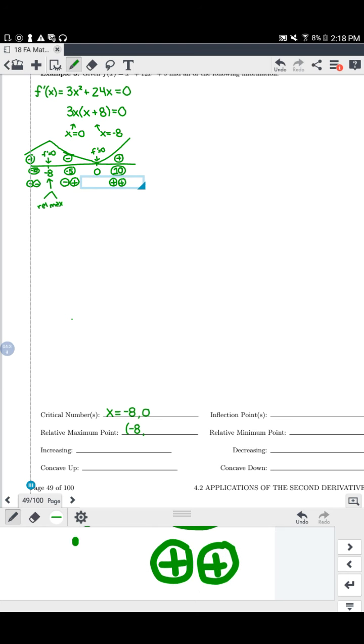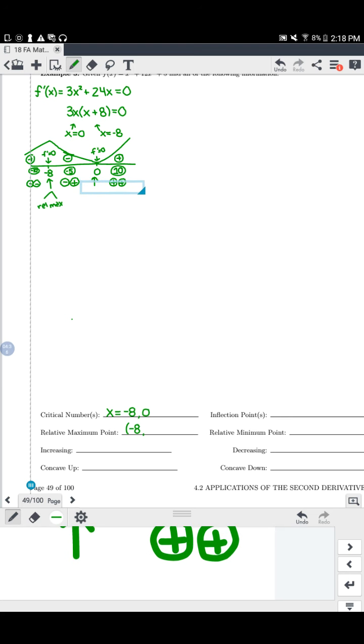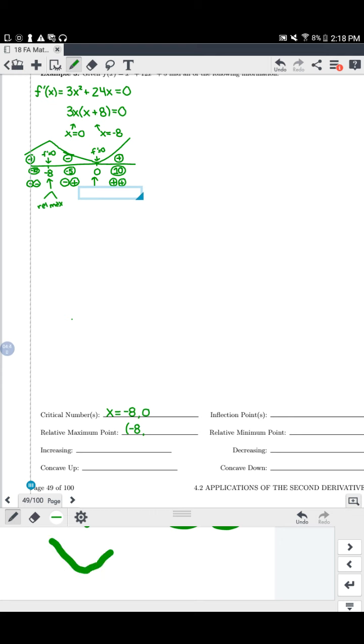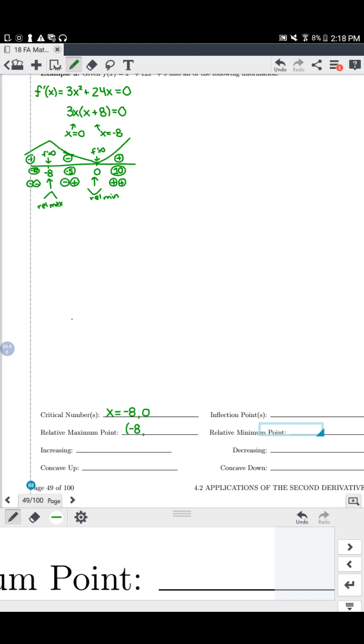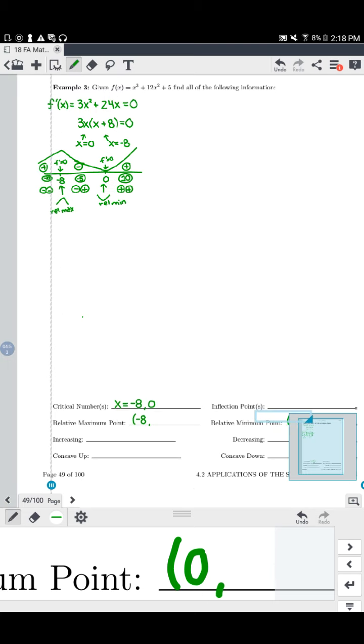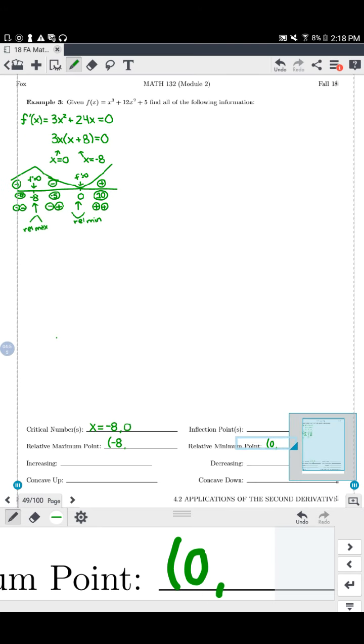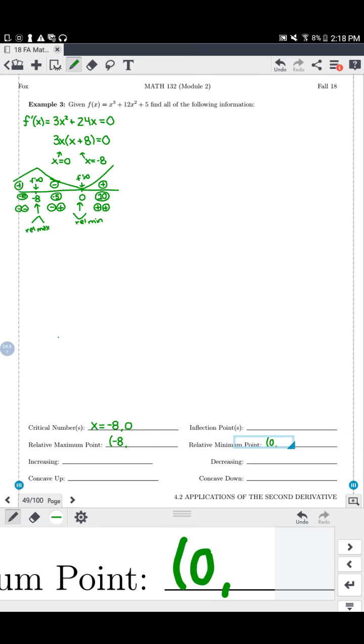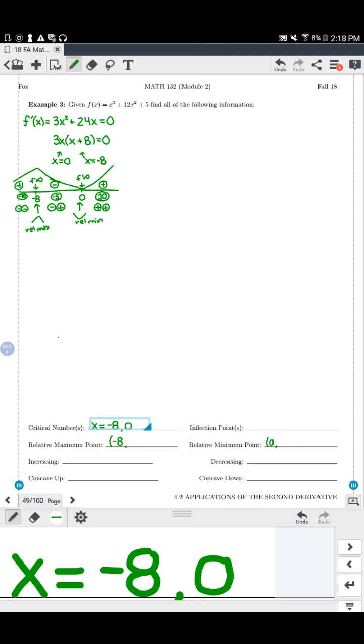So at 0, my critical number, my special number where I can have a relative max or min, I went from decreasing to increasing, which means I got a relative min. And I can go down and try to fill that out on these answer spots here. I have a relative minimum at 0. So now it's time to fill out all the information I have from the first derivative. So I plugged in my critical numbers already, filled in that blank.